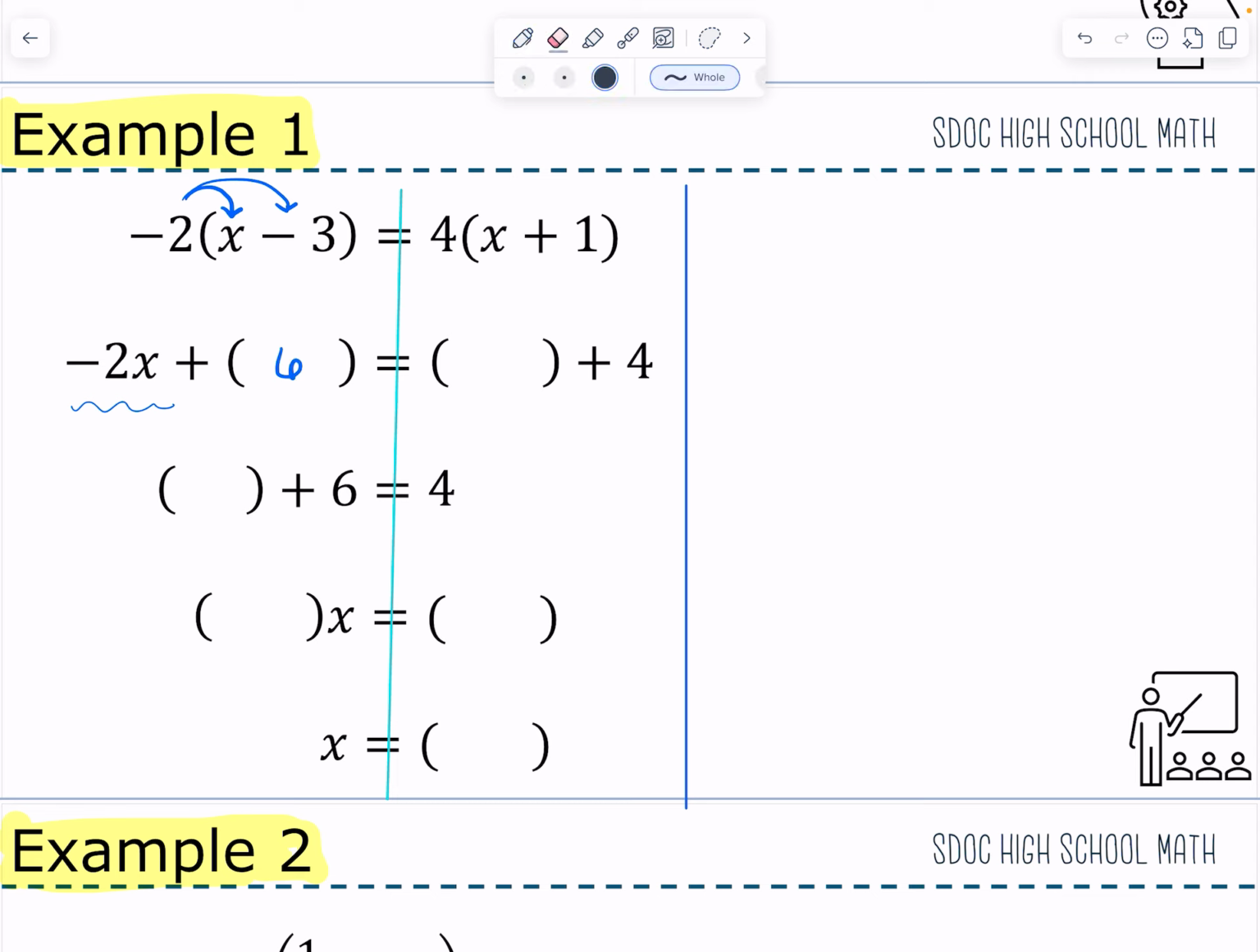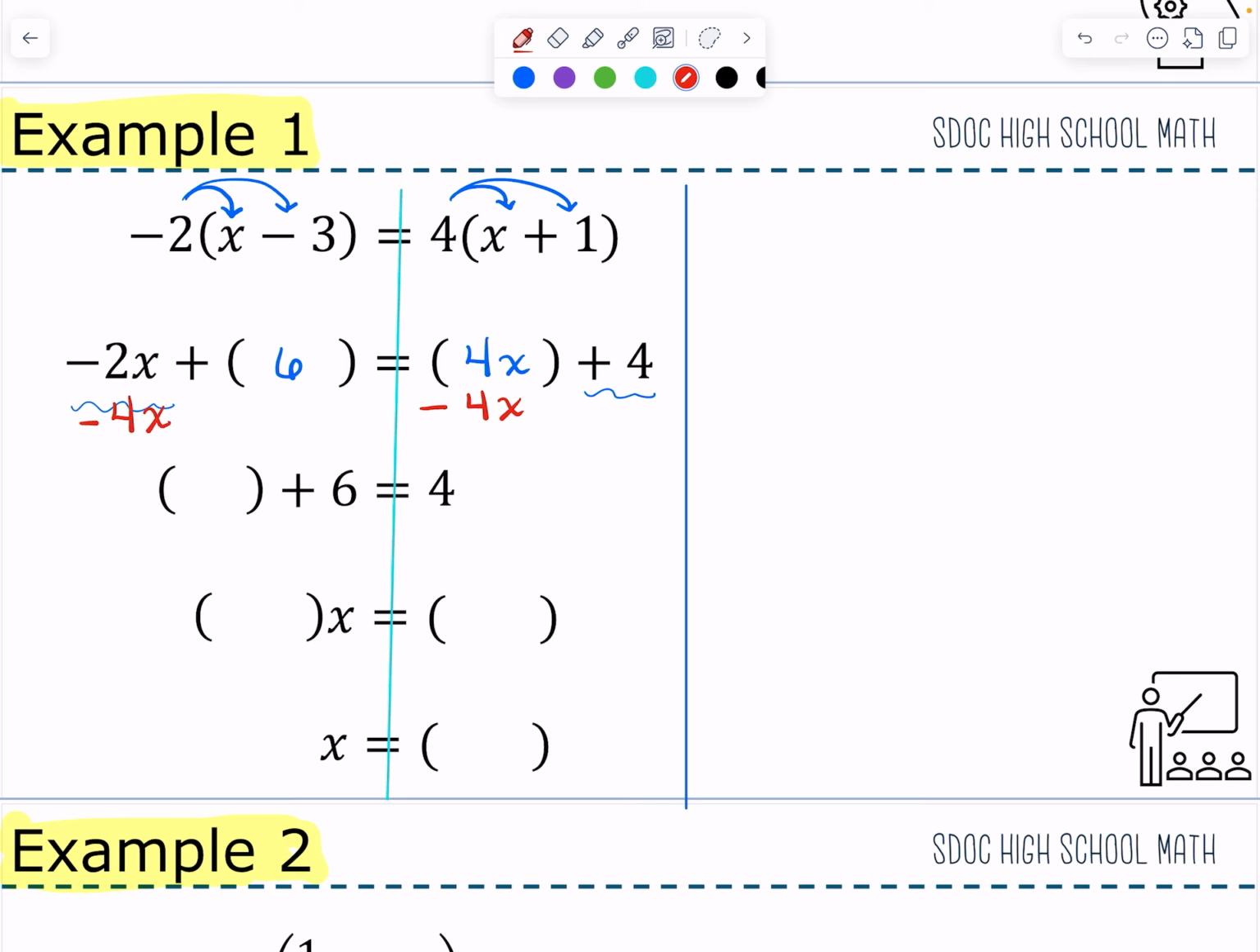On the right side, I have 4 times x gives me 4x. And when I distribute 4 times 1, that gives me positive 4. Now, I want to get all the x's to the same side. In this example, the worksheet has all the x's going to the left side. So how do I get rid of positive 4x? I subtract 4x.